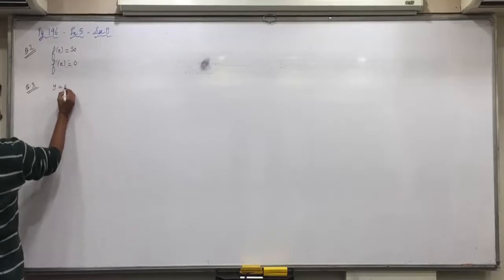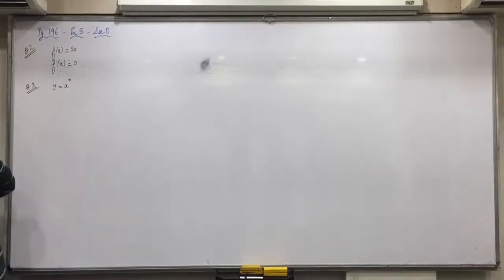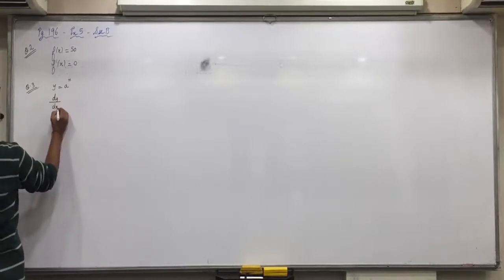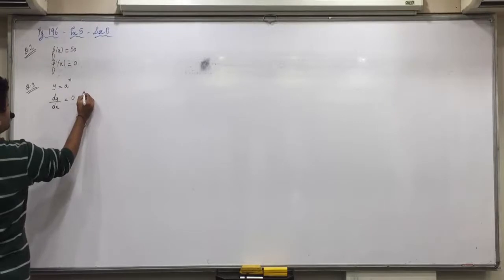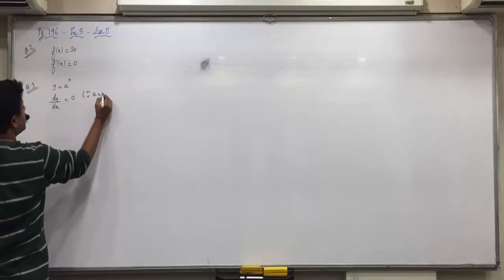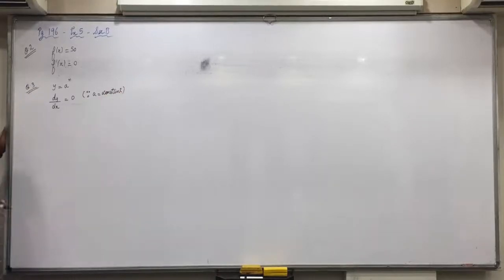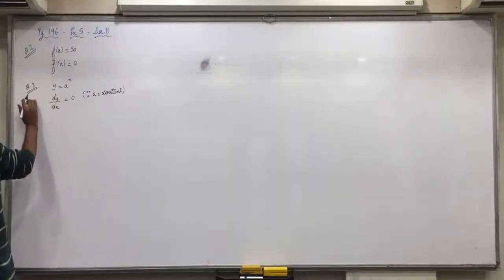If y equals a raised to n and a is a constant number, then again dy by dx is 0, since a is constant. Don't write n raised to n minus 1. That is to be done if it's variable x. For a constant number, let us say 5 raised to 3, 4, 5, anything, finally it will be a constant number. So 0. Understood this? Now put your pens down.